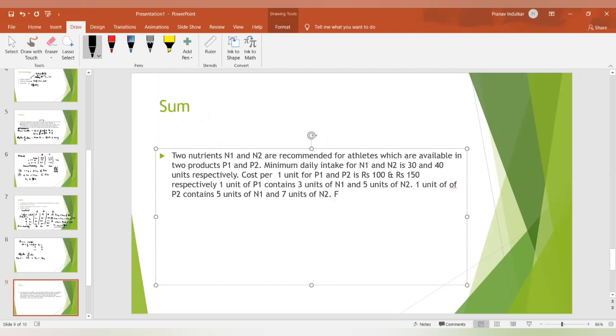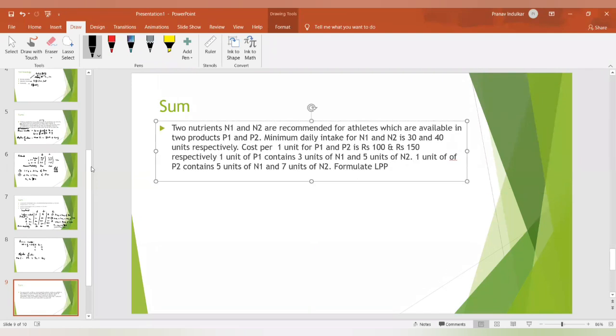Okay, formulate the LPP. It's a very different sum now. It's completely reverse of what we had done. Last, I think I'll take 2-3 more minutes of yours to wind up this sum. Quickly tell me the decision variables, guys.